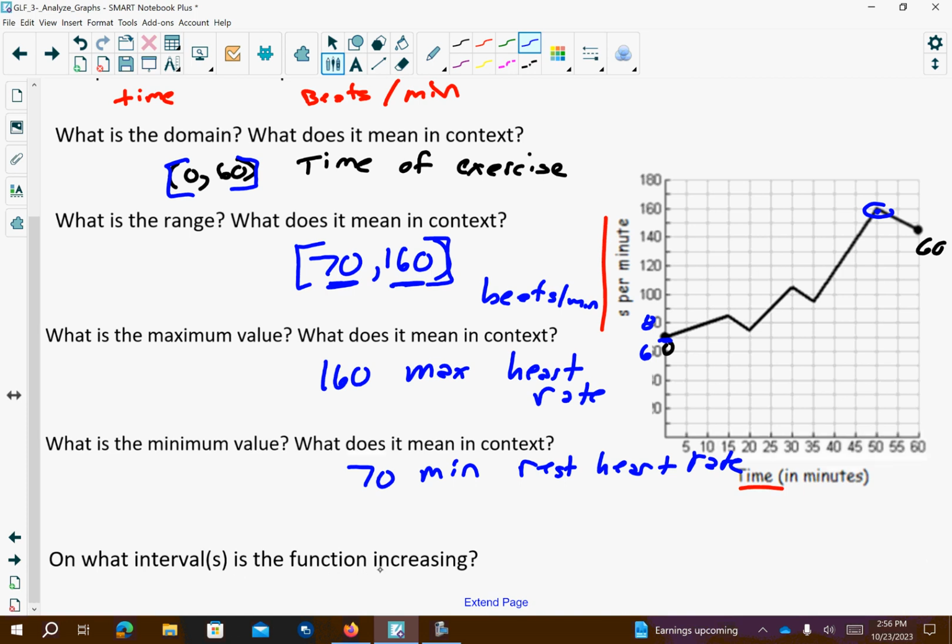On what intervals is it increasing? Okay, so it's increasing here, here, and here. So using the x values, from 0 to 15, it's increasing. And then from 20 to 30, it's increasing. And then from 35 to 50, it's also increasing. It's going up.